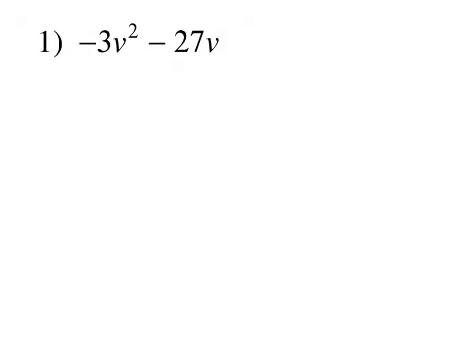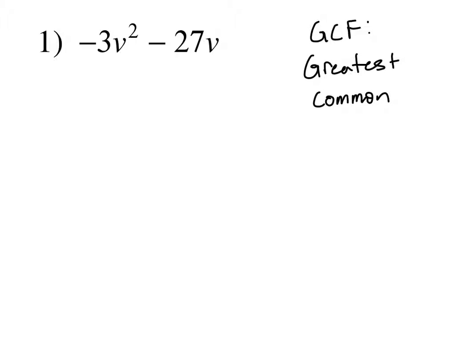So in problem number one here, we are looking at a binomial, correct? We're looking at a binomial. It has two terms. And so anytime we're trying to factor any polynomial, the first thing we should be looking for is a GCF. Anybody remember what GCF stands for? That's exactly it. GCF is the greatest common factor.